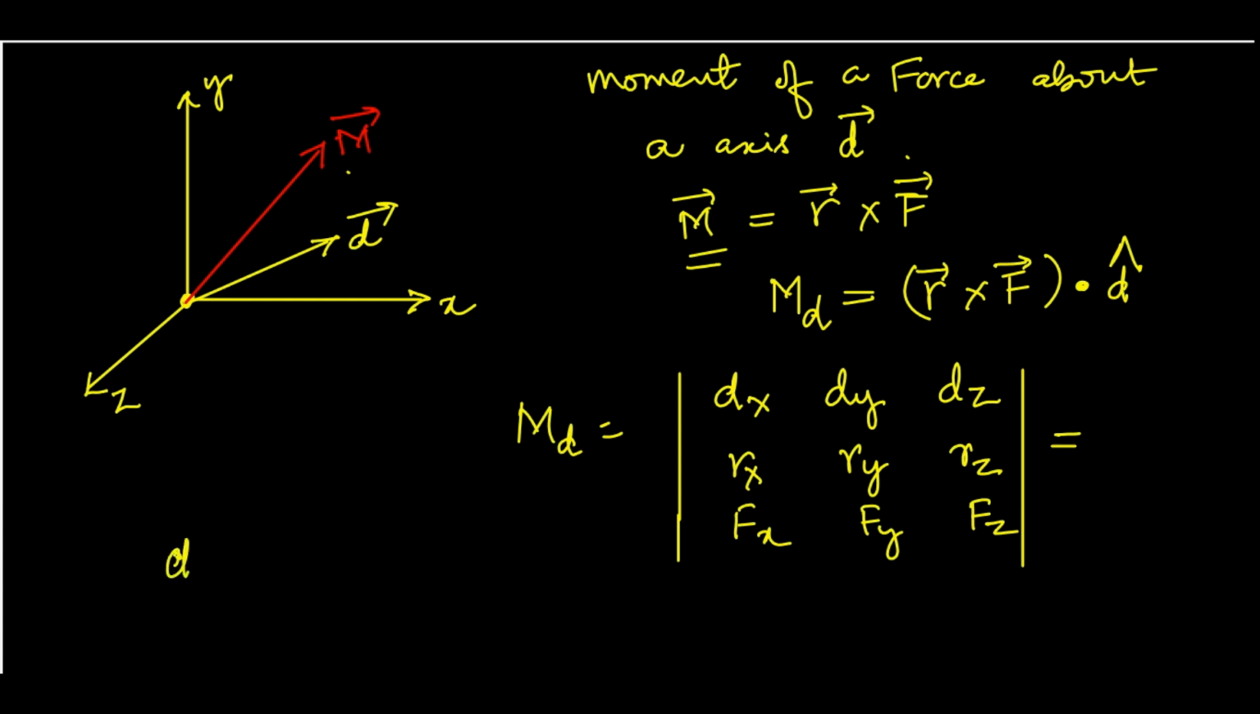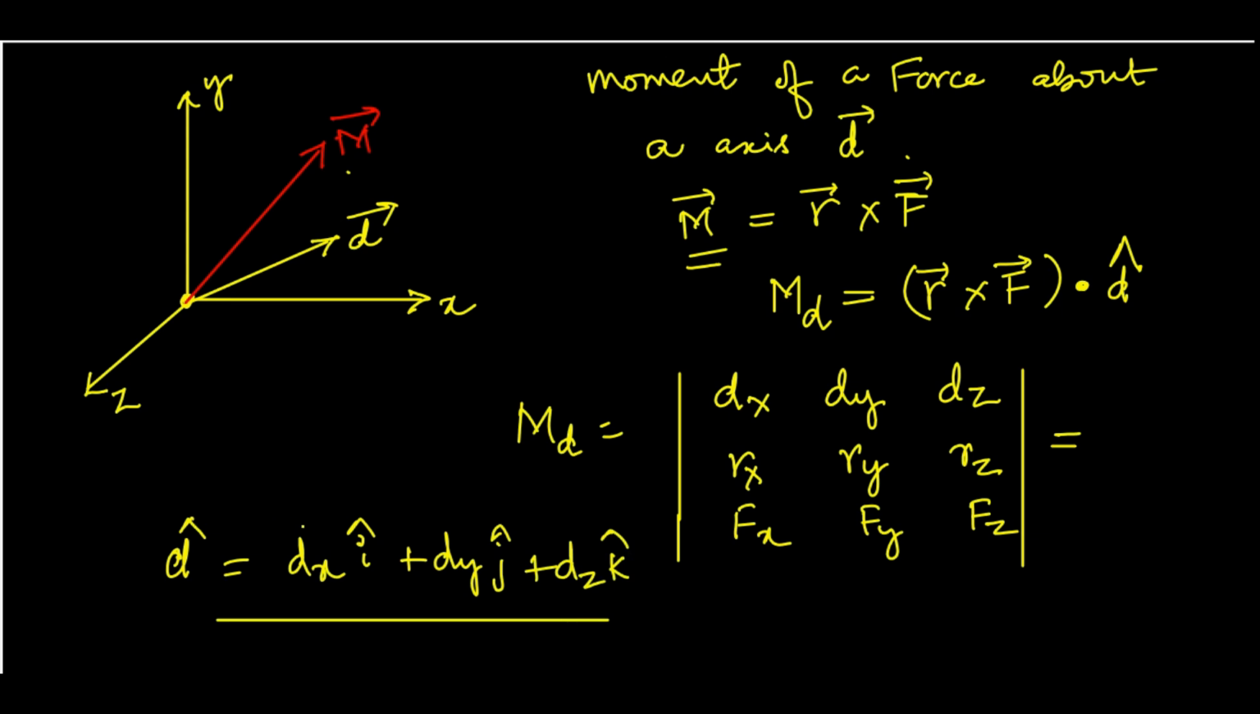Where D cap is the unit vector with components dx, dy, dz. So this is how you find the moment of a force about a given axis, if both the moment vector and the axis are passing through the origin.